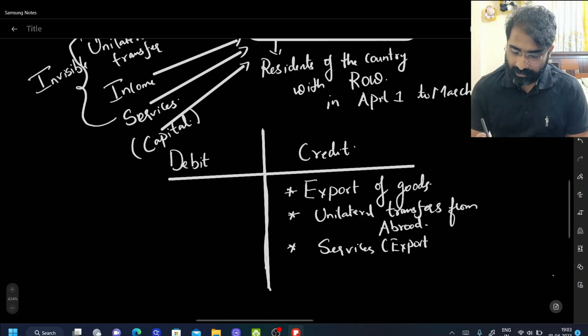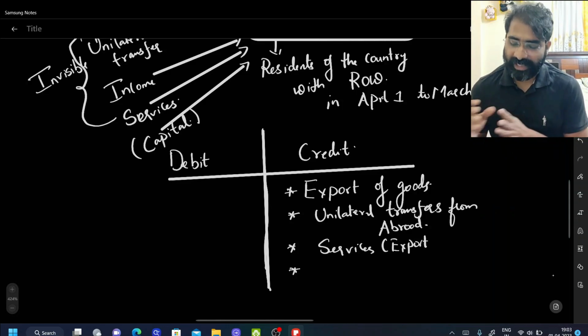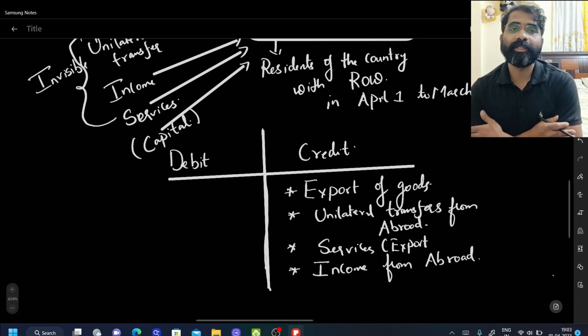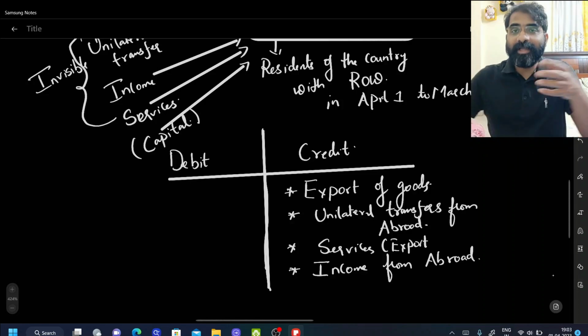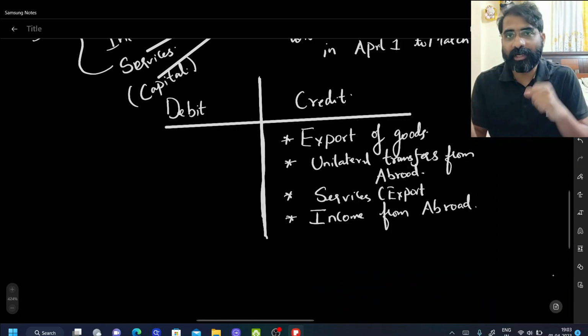Okay. And here, one more important observation. So, export of goods, unilateral transfers, services, or income from abroad, income of residents from abroad, or you can say net factor income from abroad. Money is moving in. All this will be part of the credit. Then obviously what will come in the debit?